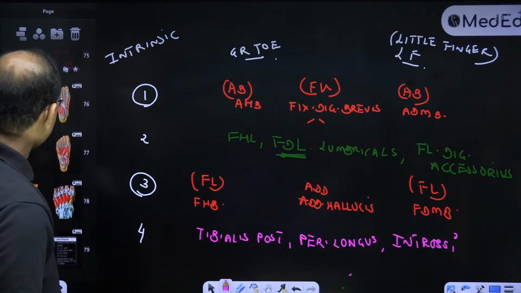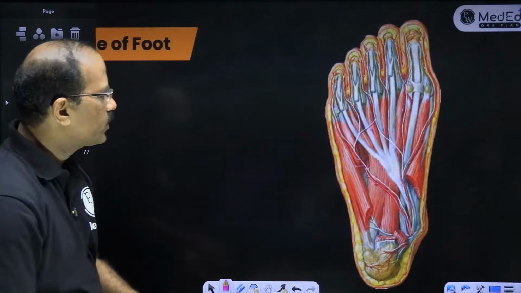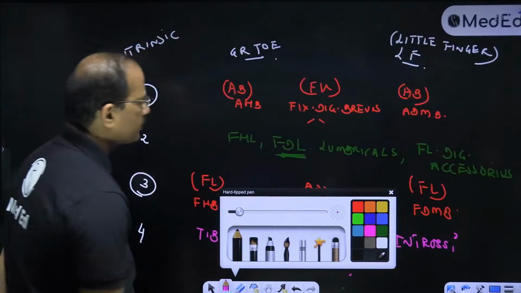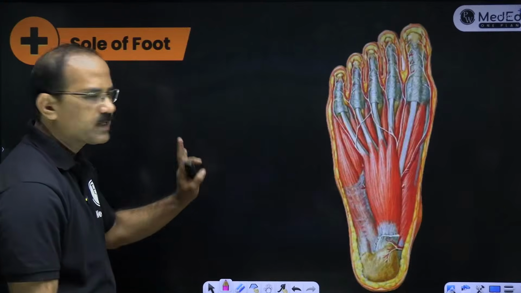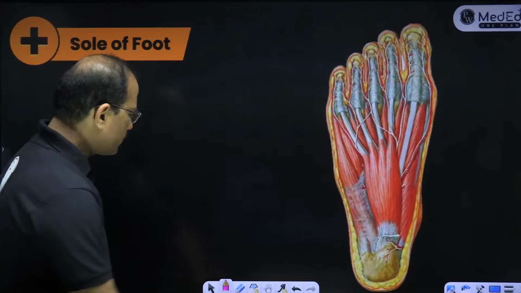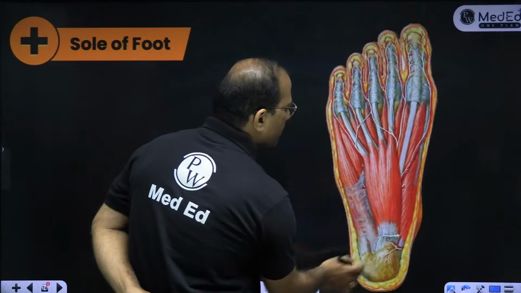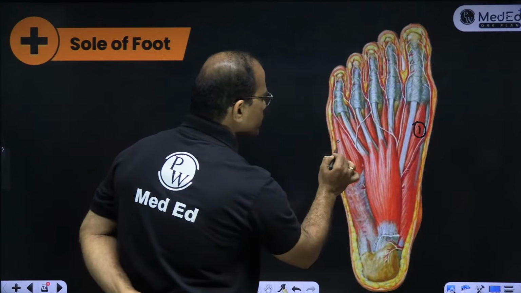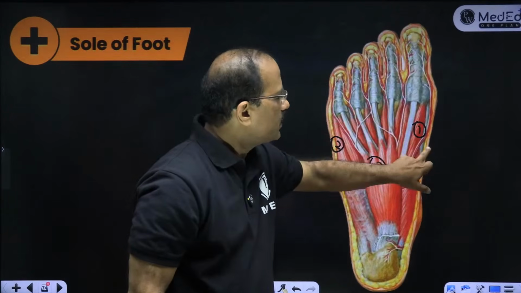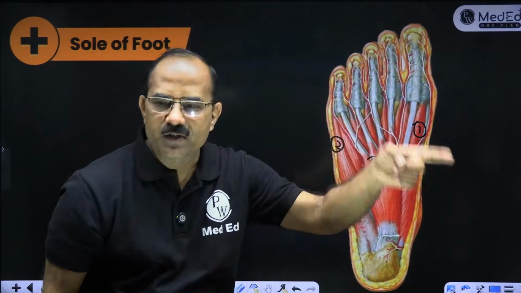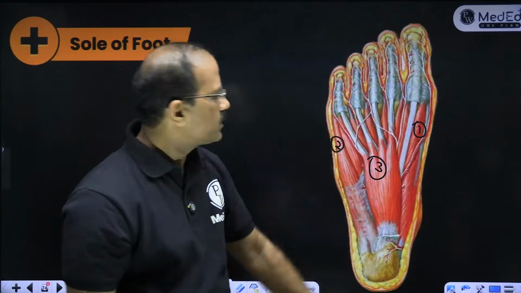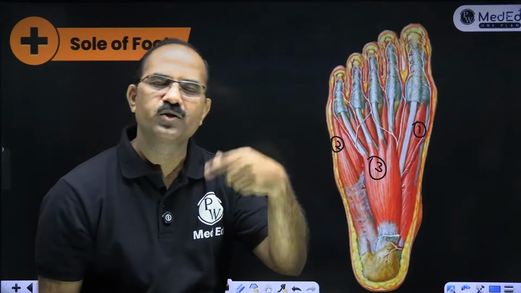After this, just have a look at this. See, this is the first layer of the sole. I'm just showing you the layers. Have a look at this once. So this is the first layer of the sole. This is one muscle, this is one, this is 2 and this is 3. So what is the name of this muscle? Abductor hallucis brevis. This is abductor digiti minimi brevis and this is flexor digitorum brevis.